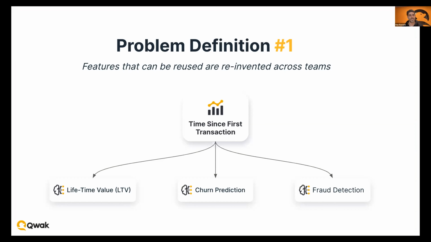The first problem is that features that can and should be shared across models are redefined over and over again by different data scientists or different teams. For example, the feature timestamp of first transaction can and should be reused for different types of models. For example, an LTV model, lifetime value, churn prediction, or fraud detection.